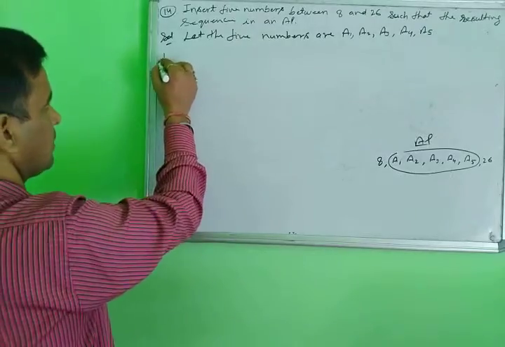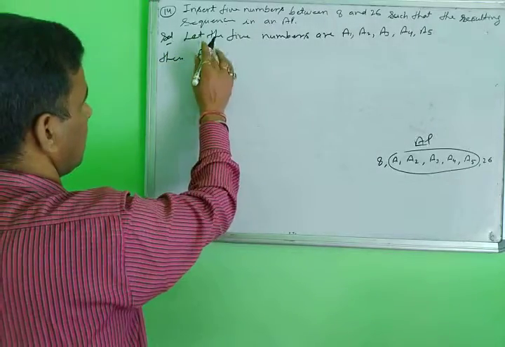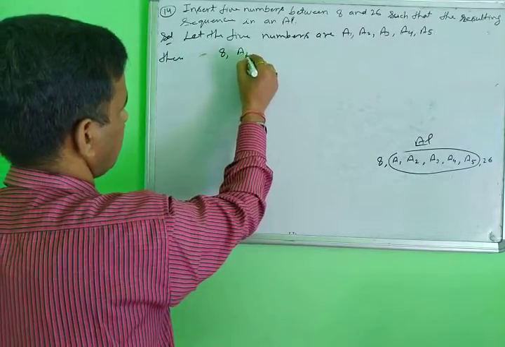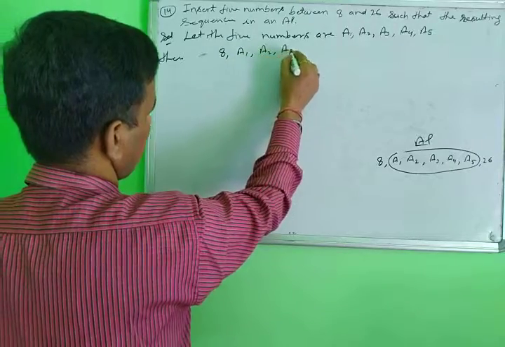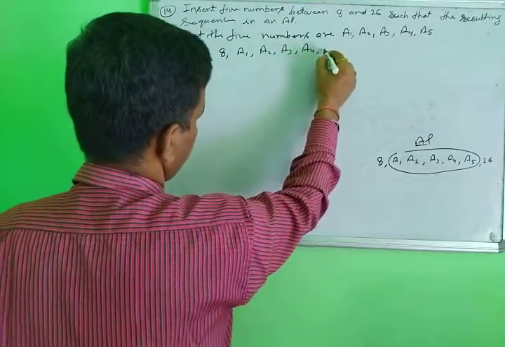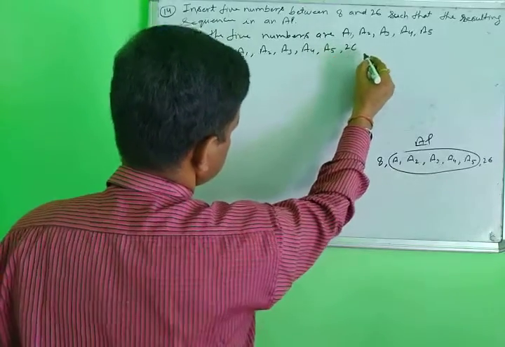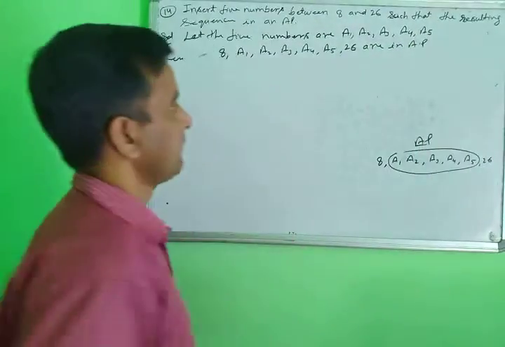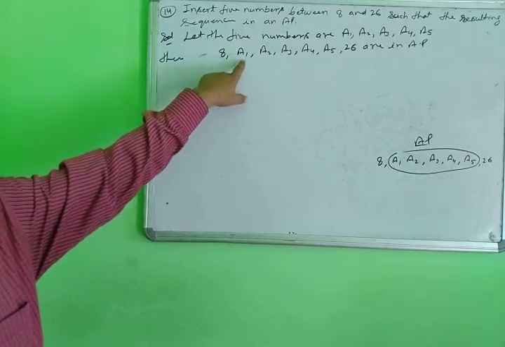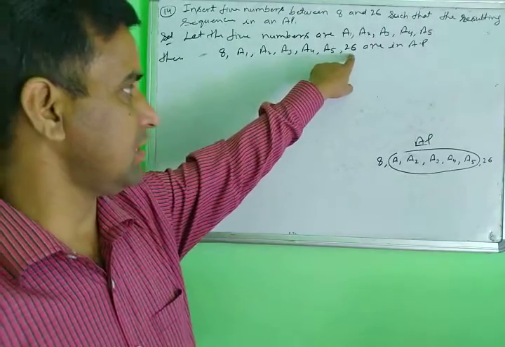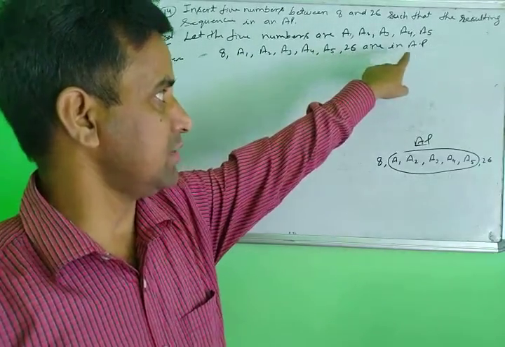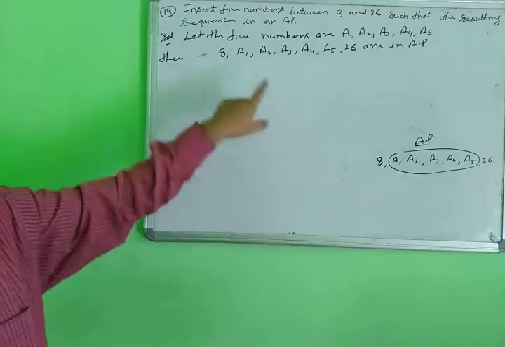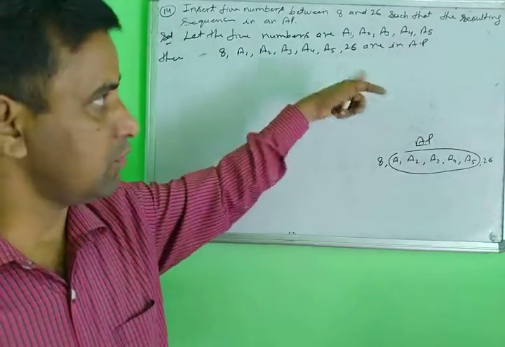So then 8, A1, A2, A3, A4, A5, 26 are in AP. This means the sequence 8, A1, A2, A3, A4, A5 and 26 is in AP form. So what are the values of A1, A2, A3, A4, A5? You will find them here.